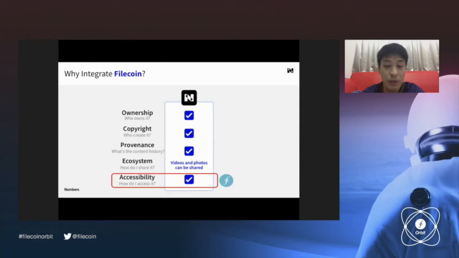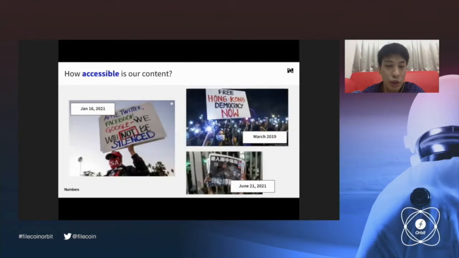Another part of the misinformation discussion that needs more discussion is how accessible is our content. March 2019, Hong Kong protest. January 16, 2021, US Capitol insurrection. June 21st, 2021, Apple Daily News shutdown. These events are just a few out of many where centralized governments and organizations took matters into their own hands to limit access to information in the name of combating misinformation.